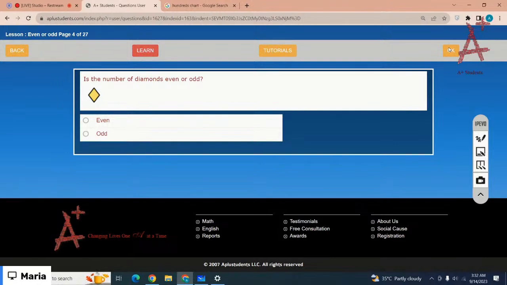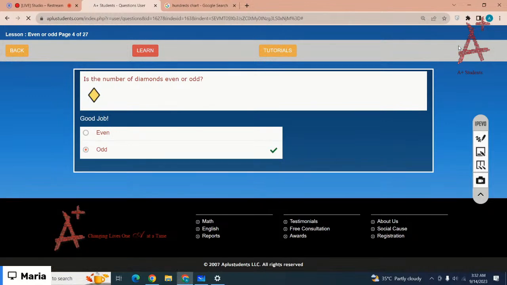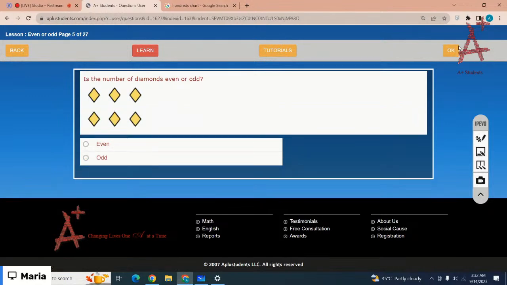You don't have any other diamond to make a pair, right? That means that is the odd number. The correct option is odd. Very good. Is the number of diamonds even or odd? Which is the correct option?